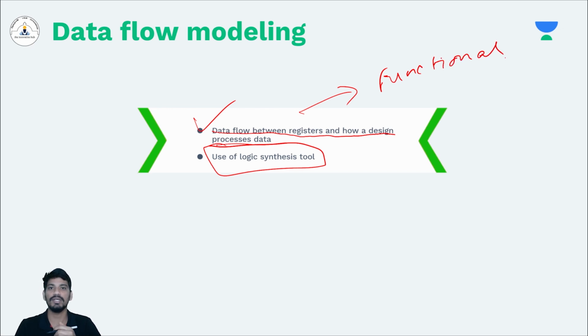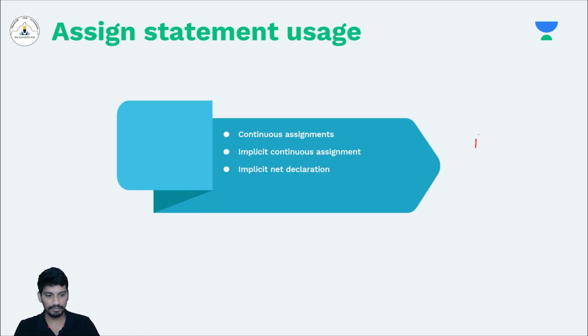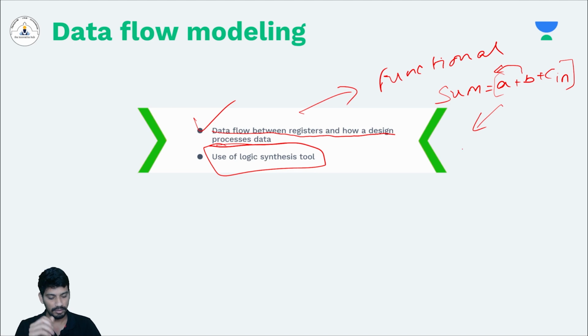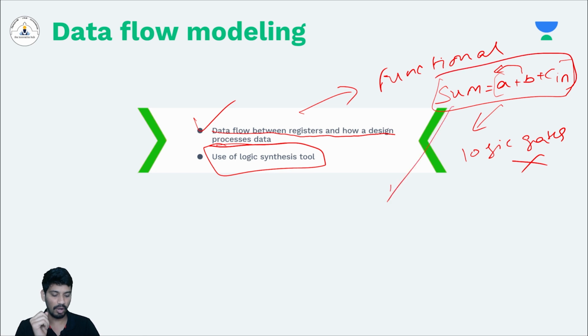Let's say you want to design a full adder. Your functionality is your sum should be equal to A plus B plus Cn, right? Your sum output should be equal to A plus B plus Cn. This is the functionality. As you can see here, we are not using any logic gates. There are no logic gates involved. We are directly writing the functionality of your output.